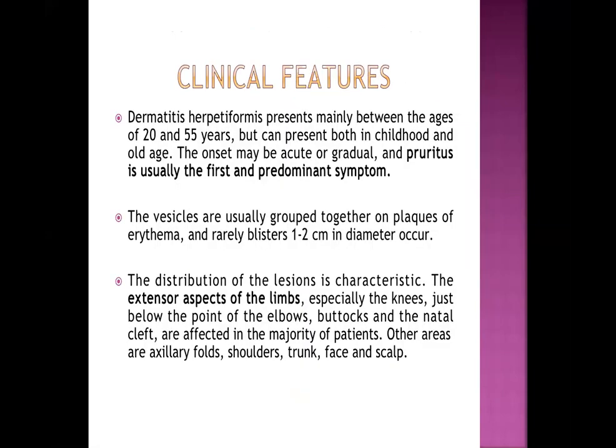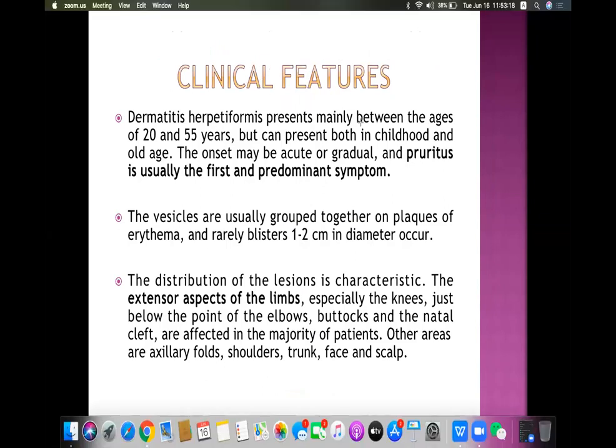Now, what happens to the patient? What are the clinical features? Dermatitis herpetiformis mainly presents between the ages of 20 and 55, so quite a variable type of presentation, but it may occur in children as well. In this condition, pruritic lesions are formed, and this is a very, very important symptom. Pruritus, extensive itching, is there on those lesions.